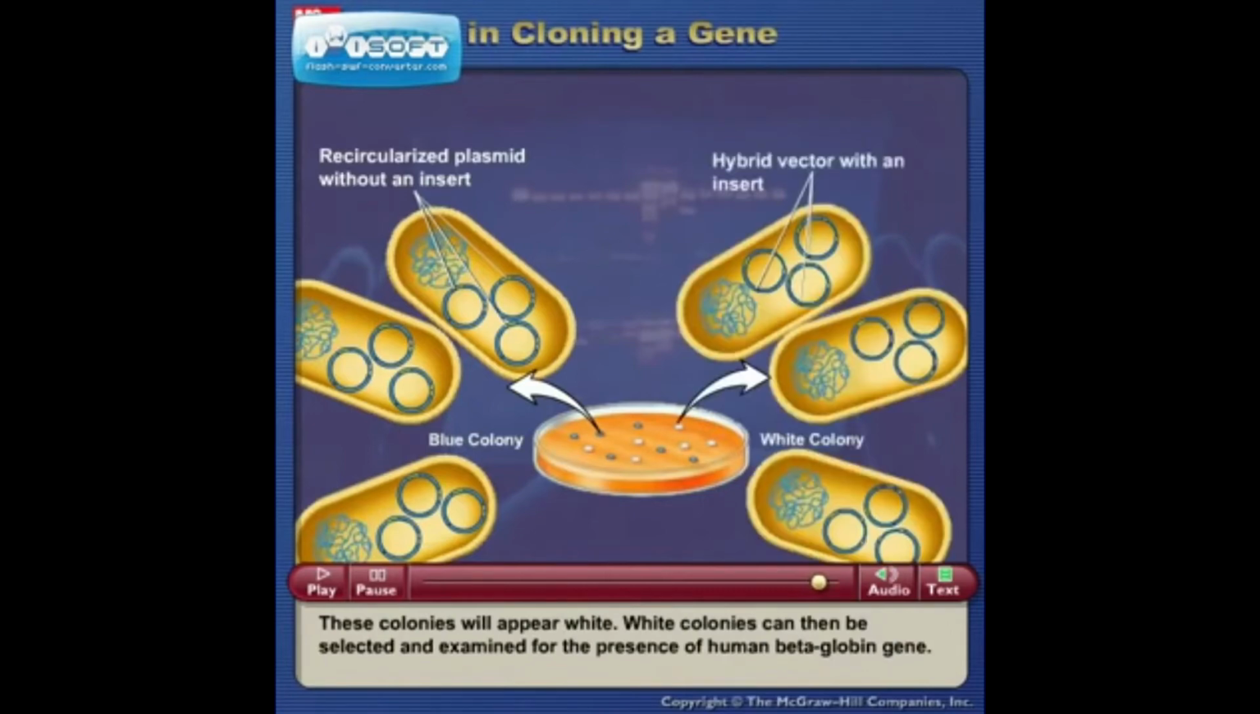White colonies can then be selected and examined for the presence of human beta-globin gene. A colony containing this gene can then be saved and grown for further study of the cloned beta-globin gene.